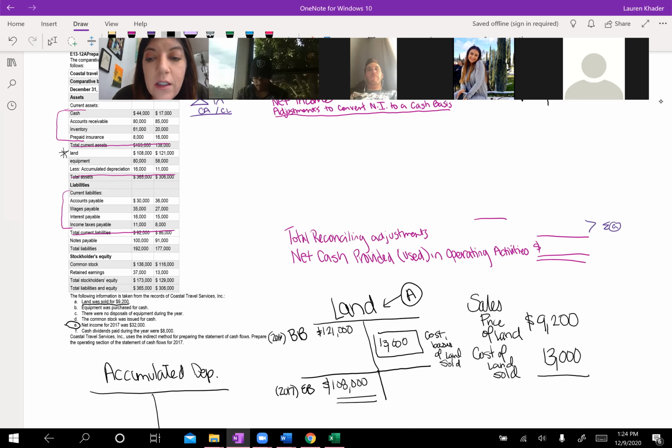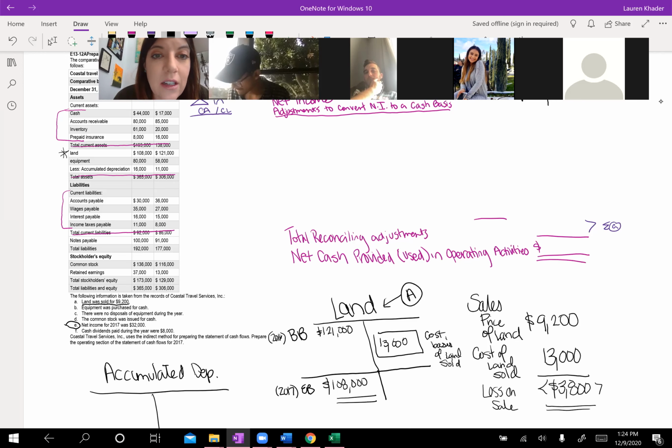What's the difference? $3,800, right? And this would be a loss on sale because our books have it reflected at 13,000. We only received 9,200 in cash. We received less than the value of the asset on our books. So it's a loss on sale.